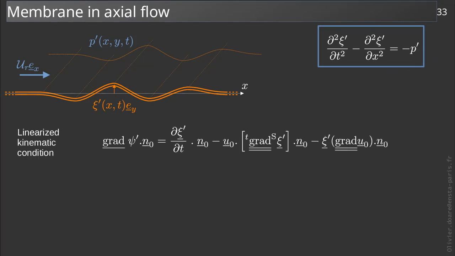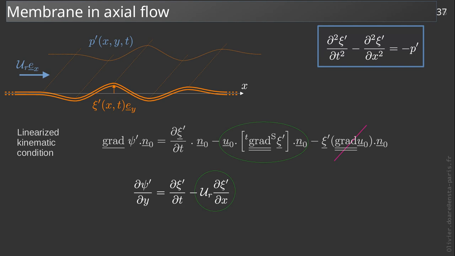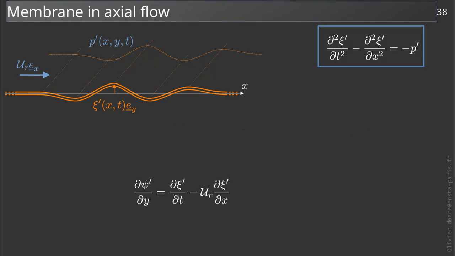Let us resume our linearized kinematic condition in the general case obtained in a previous video. In this particular case, the velocity field is homogeneous and the term gradient of U0 cancels. The normal being equal to EY, gradient psi' scalar N0 becomes d psi' on dy. The normal velocity at the interface becomes simply d xi' on dt. And the last term is also simplified by being written minus UR d xi' on dx. Let us reposition the problem. We have to solve the Laplace equation for the potential psi' with the kinematic condition at the interface at y equals 0.